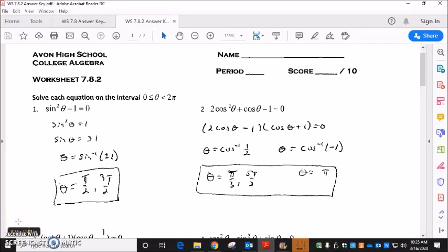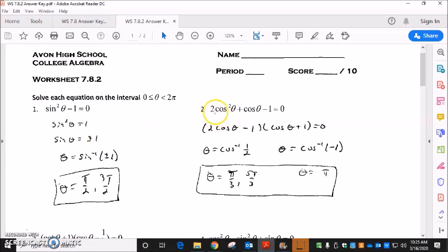All right, let's take a look at your day 2 worksheet. So number 1, pretty straightforward. There's no need to rewrite sine squared as 1 minus cosine squared or anything. It's the only variable. It's the only thing you got. So just go ahead and move the 1 to the other side. Take the square root of both sides. Don't forget the plus or minus when you take the square root of both sides. And then you can solve.